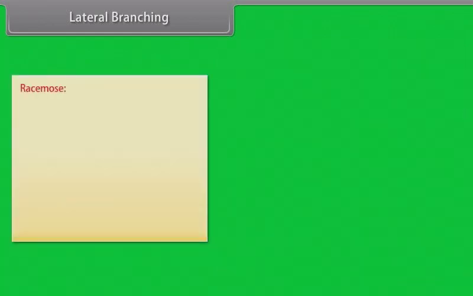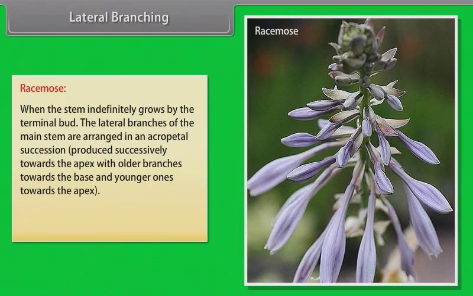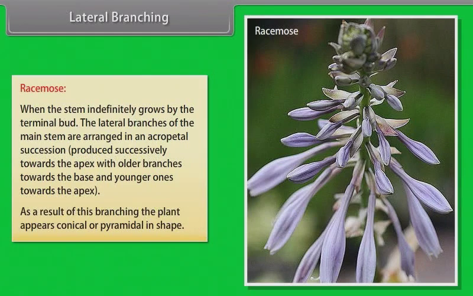Racemose. When the stem indefinitely grows by the terminal bud, the lateral branches of the main stem are arranged in an acropetal succession, produced successively towards the apex with the older branches towards the base and younger ones towards the apex. As a result of this branching, the plant appears conical or pyramidal in shape.